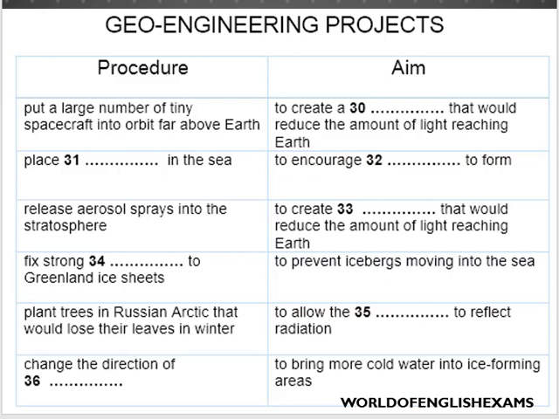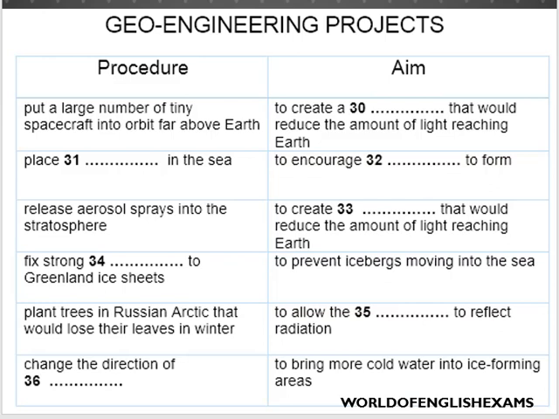Then what is happening? We are releasing aerosol sprays into the stratosphere to create dash that could reduce the amount of light reaching the Earth. Again, similar to the 30th question, we are releasing aerosol sprays to create dash. Again, create is a verb. After a verb, there is a blank. So definitely the answer is going to be a noun. To create dash that could reduce the amount of light reaching the Earth.